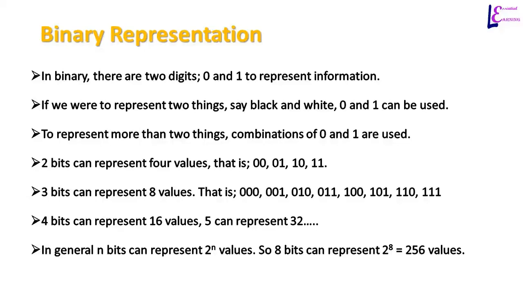4 bits can represent 16 values. 5 bits can represent 32 values. In general, n bits can represent 2 power n values. So 8 bits can represent 2 power 8, which is equal to 256 values.